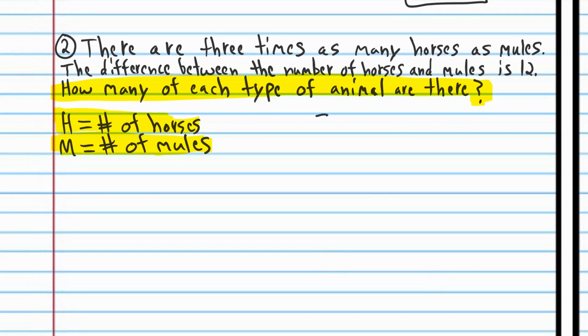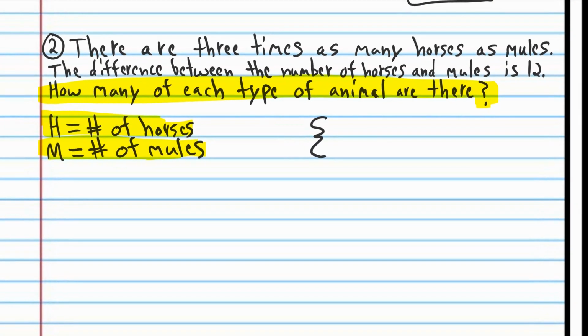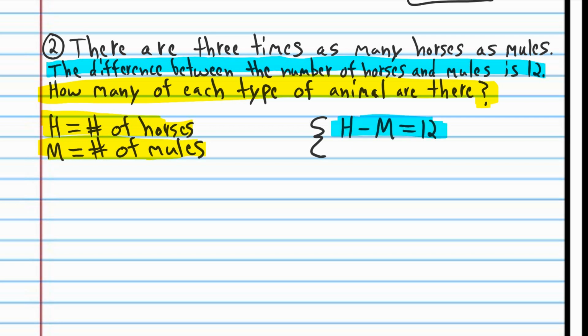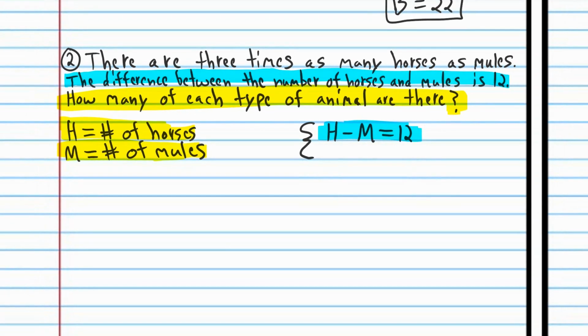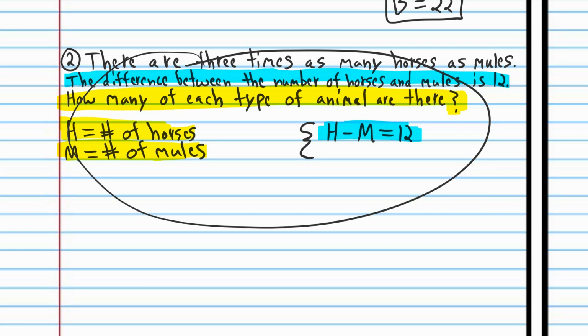All right, now we're going to make our system of equations, and we're going to look for the easy equation first. The easy equation is actually the second sentence. The difference between the number of horses and mules is 12. So horses comes first in the sentence, so we write h minus m is equal to 12. Remember, difference means subtraction. You have to remember that. So h minus m is equal to 12. The number of horses minus the number of mules is equal to 12. So that was the easy equation. So that was the second step.